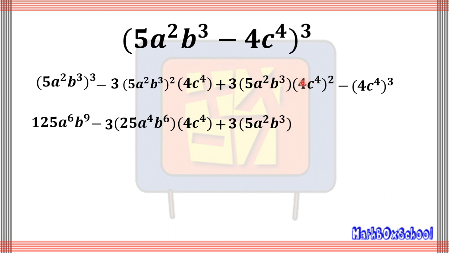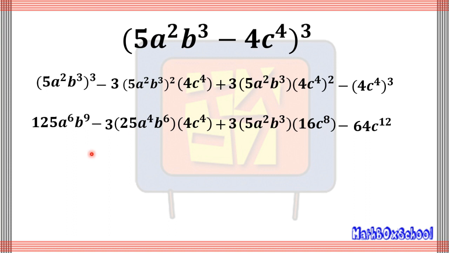Plus, 3 times 5a squared b cubed, kinopya ko lang. Next, we have, apply the power rule. We have 4 squared is 16. Then 4 times 2 for the exponent. C to the 4th power raised to 2, that is c raised to 8. Minus, we have 4 cubed. What is 4 cubed? That is 4 times 4 times 4, that is 64. C raised to 12. Again, sa nakuha yung 12, I multiply the exponent on c by the power 3. So 4 times 3, that is 12.